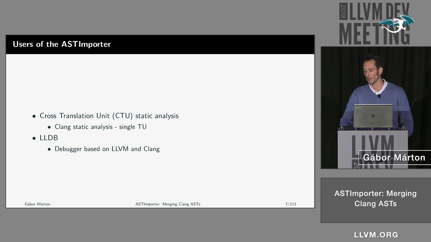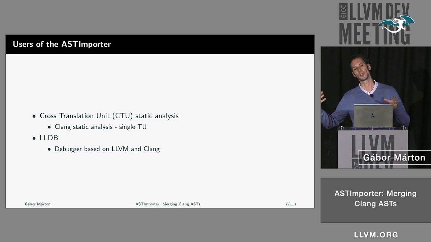Current users of the ASTImporter library are the cross-translation unit static analysis in Clang. Actually, normal static analysis is confined into one translation unit. When we want to extend its behavior towards multiple translation units, then when we find a function whose definition is in another translation unit, we can import the definition into the current AST context with the help of the AST importer library.